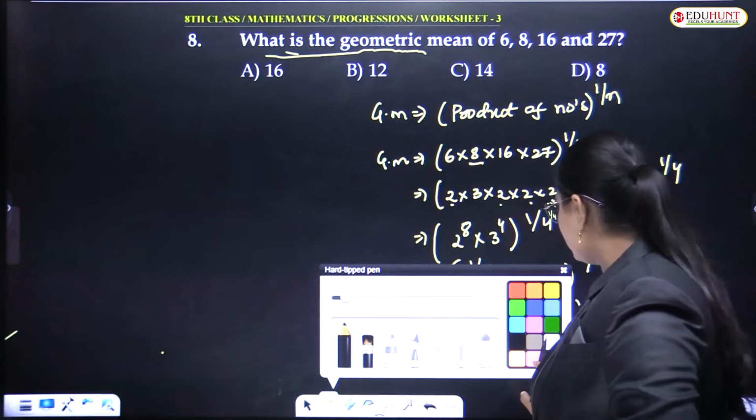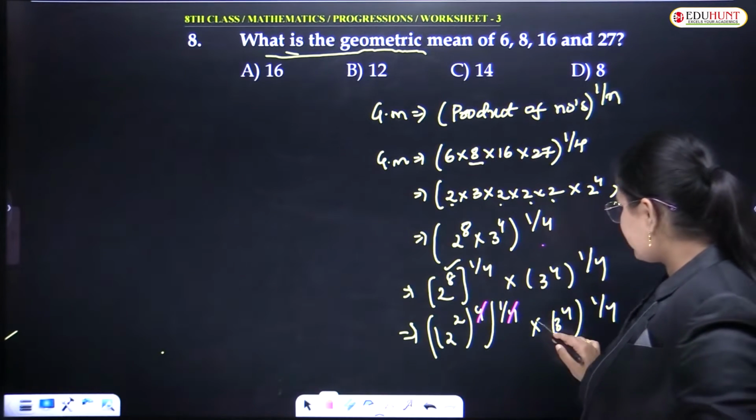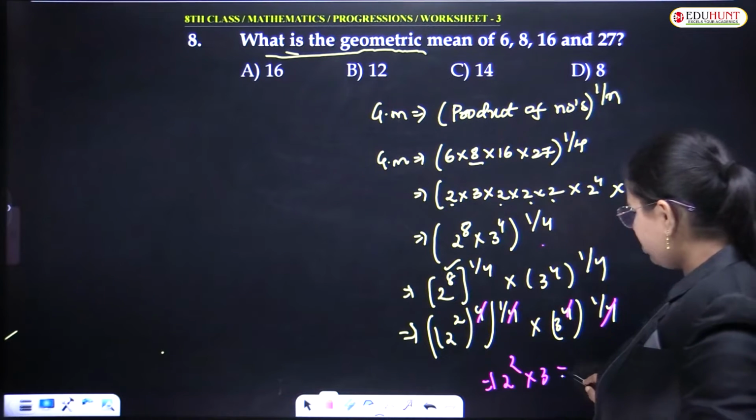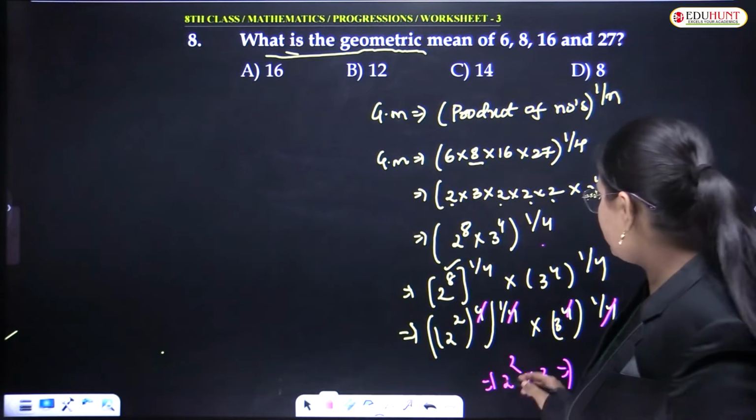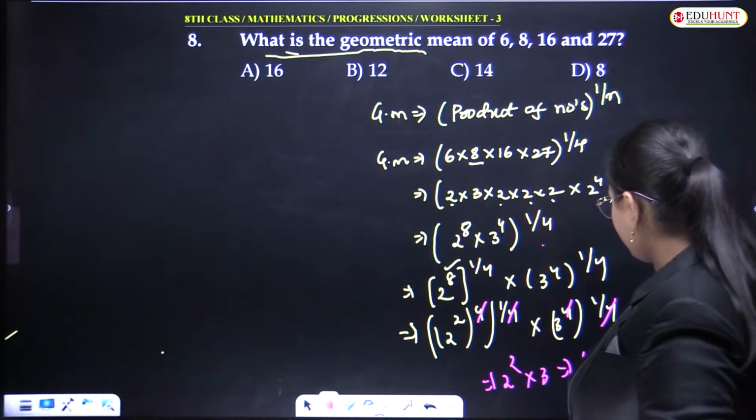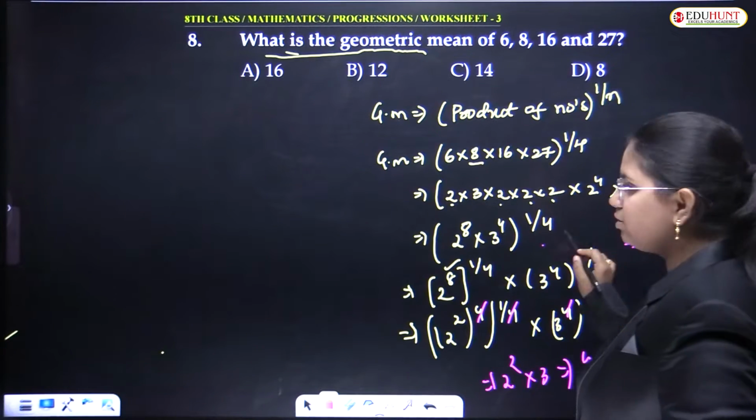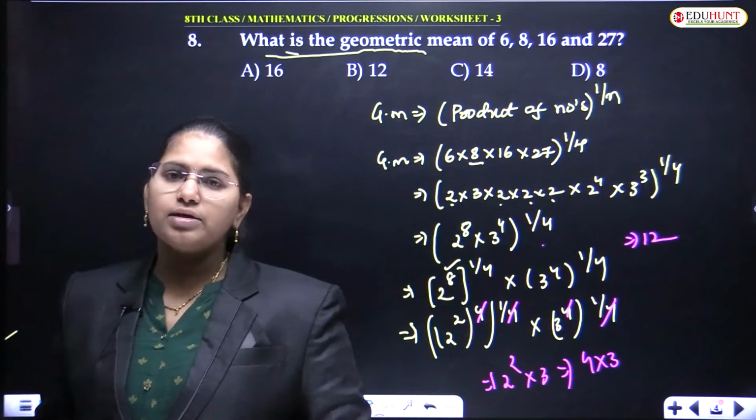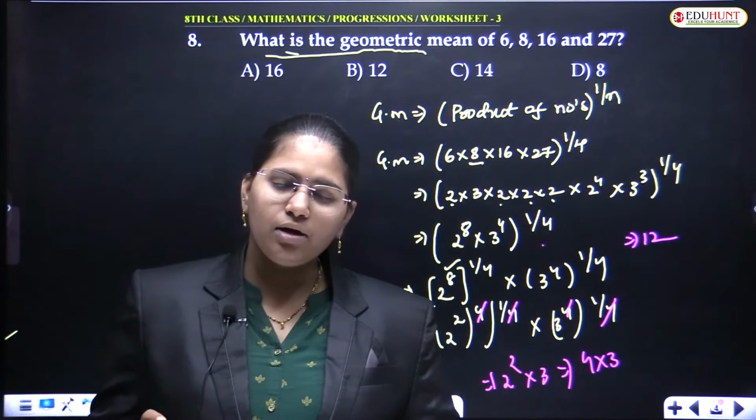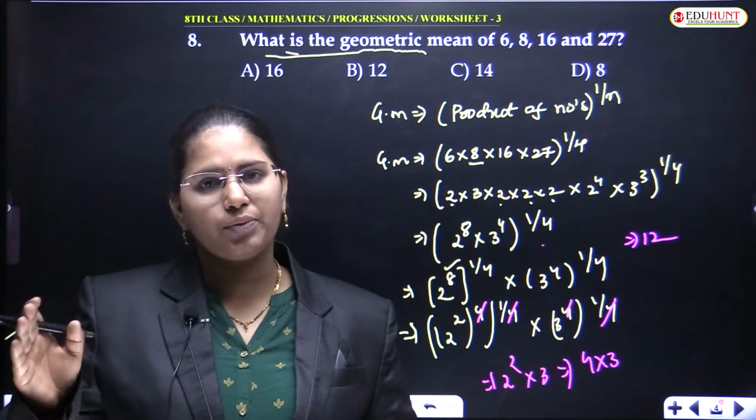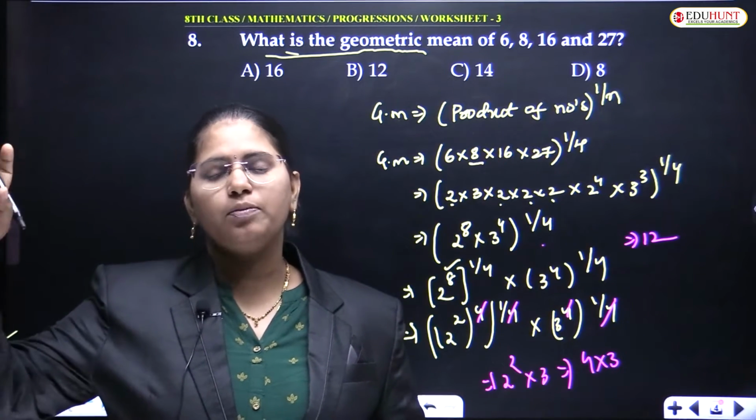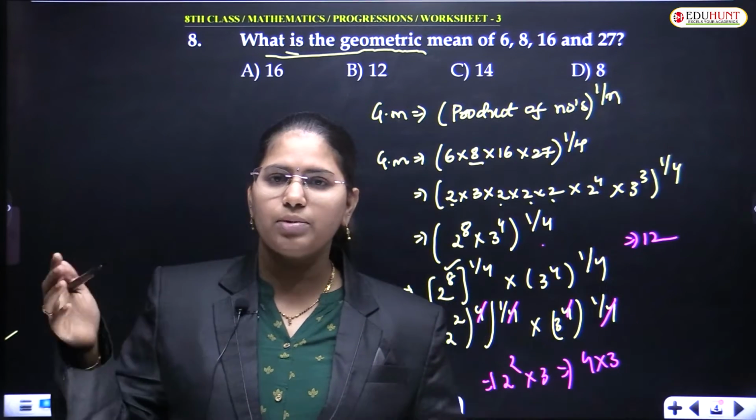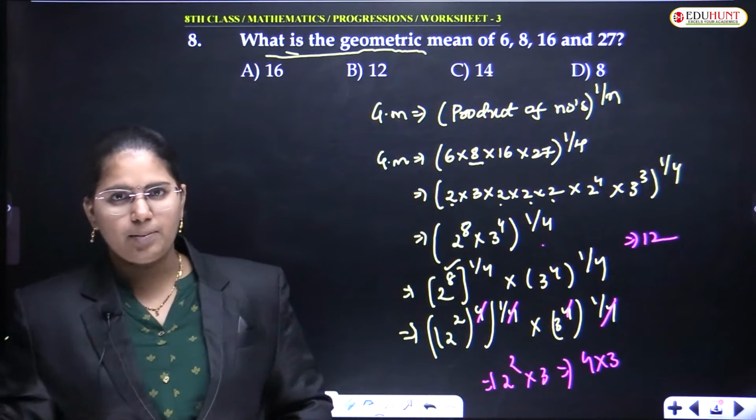So, how are you going to cancel? The 4 gets cancelled, the 4 gets cancelled. You are left over with 2 square into 3. What is the value of 2 square? 2 square is 4, multiplied with 3 is 12. So, very simple, how do you find a geometric mean? It is the product of given numbers to the power of 1 by n, where n is the total number of numbers mentioned in the question. Am I clear with this?